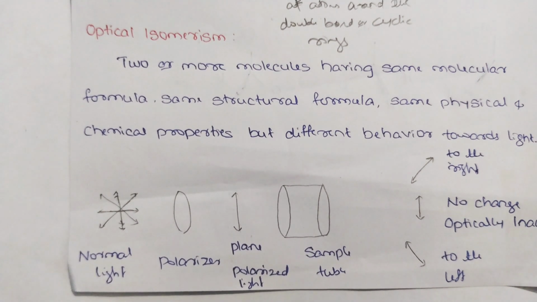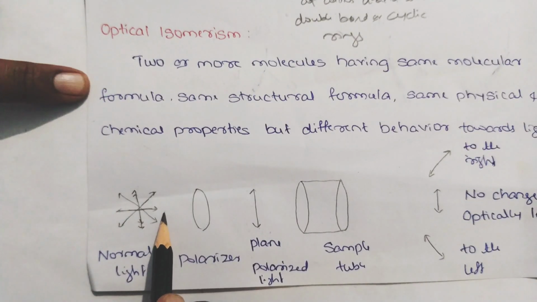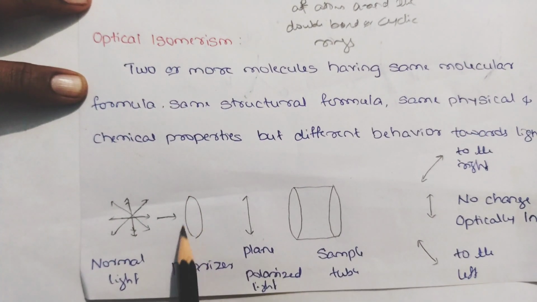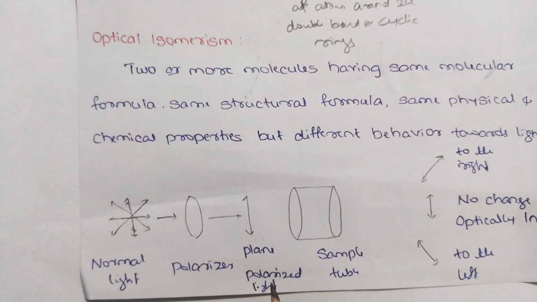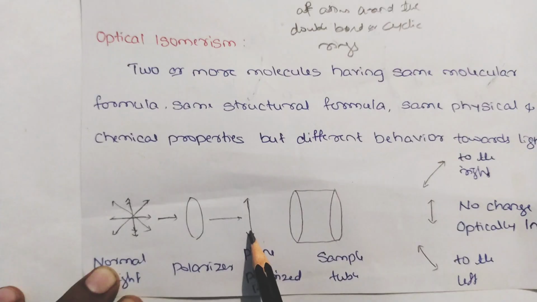polarized light is different. See here how there is a change in the behavior of light towards plane polarized light. Here we have normal light. Normal light propagates in all the directions, as you can see here. When you pass this light through the polarizer, it becomes plane polarized light. Means after passing through the polarizer, normal light becomes plane polarized light, propagating in a single direction.